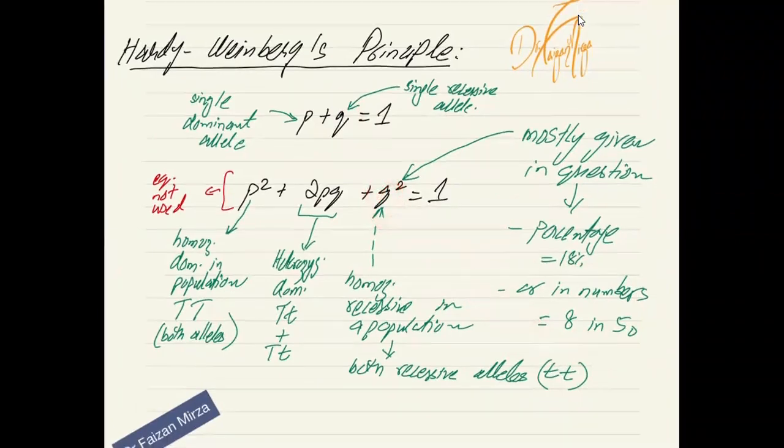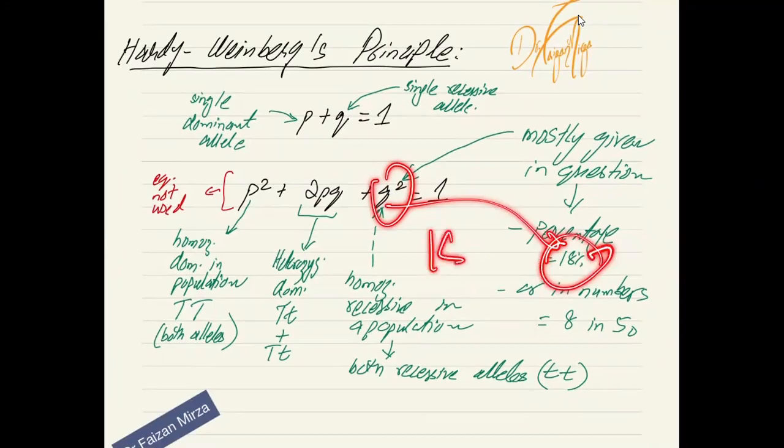Or you may be provided a q squared value as a percentage, for example, 18%. Now, if it's provided as 18%, what you need to do is convert 18% to a frequency by 18 upon 100, because 18% means that every 18 in 100 will have that particular condition. So you can be provided the value of q squared in either way.